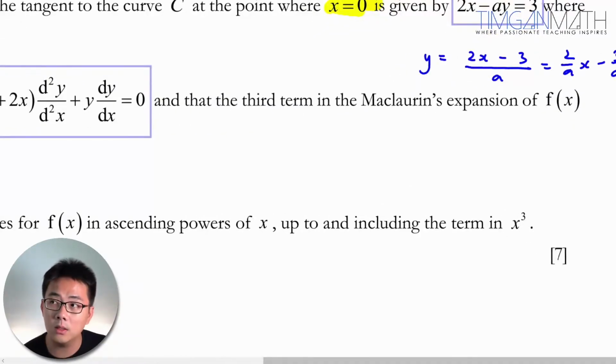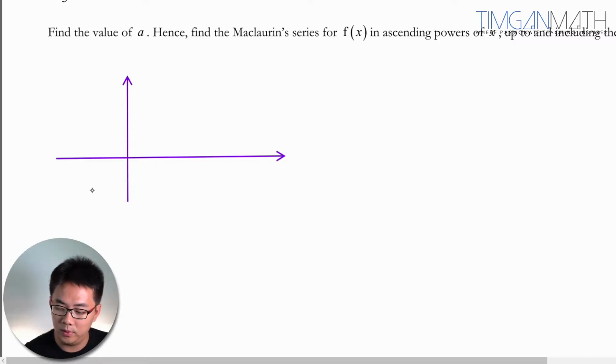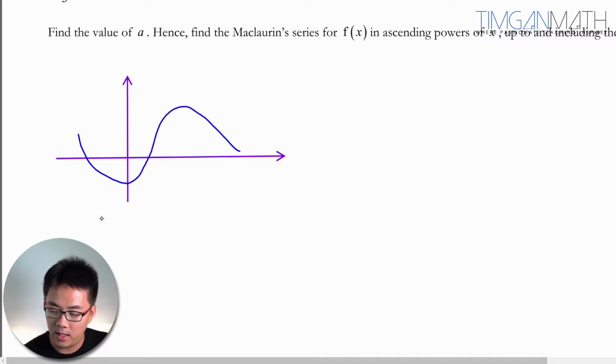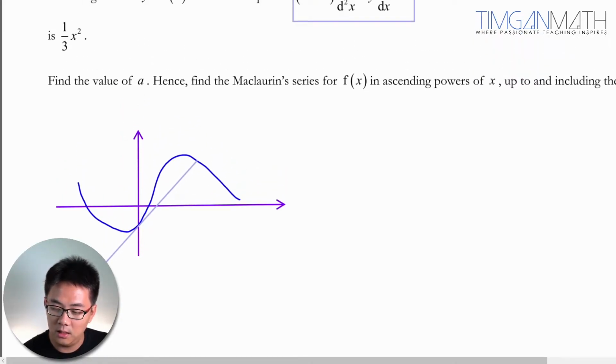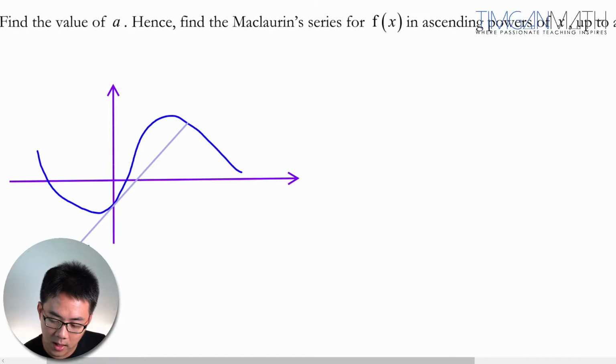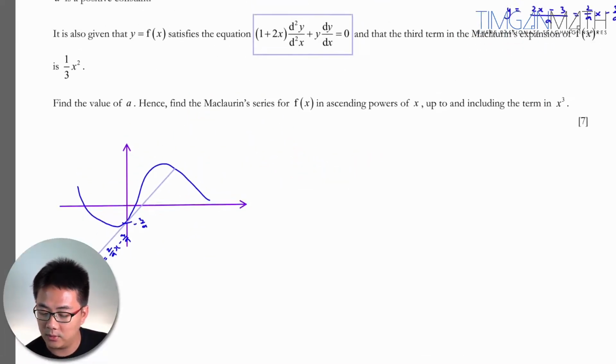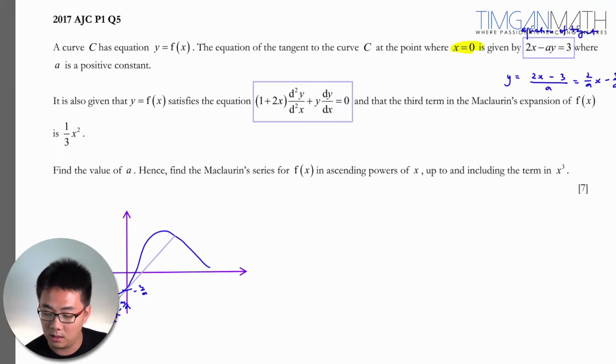So in other words, this curve would look something like that. I'm not sure, but it will have a gradient tangent here at 0. And this tangent here is y equals 2 over a x minus 3 over a. I'm not sure what the curve looks like, but I'm just trying to explain that this is the equation of the tangent at x equals 0.